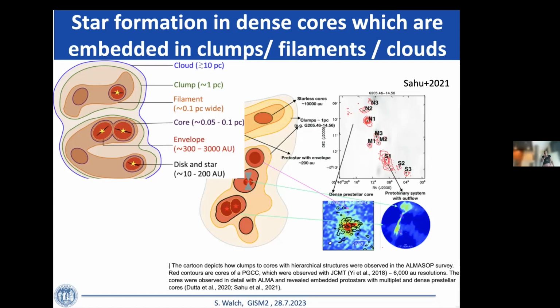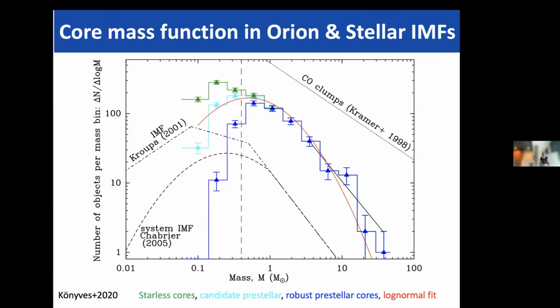And people have done a lot of statistics on cores. This is one example. This is a paper from Könyves et al. from 2020, and she studied the core mass function in Orion. You can see here the core mass function fit is this red line. This is a log-normal fit.